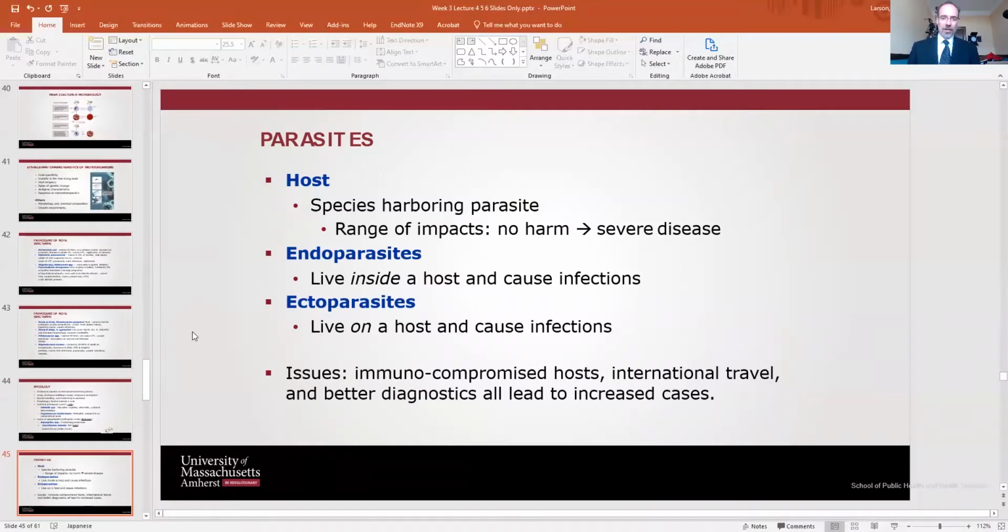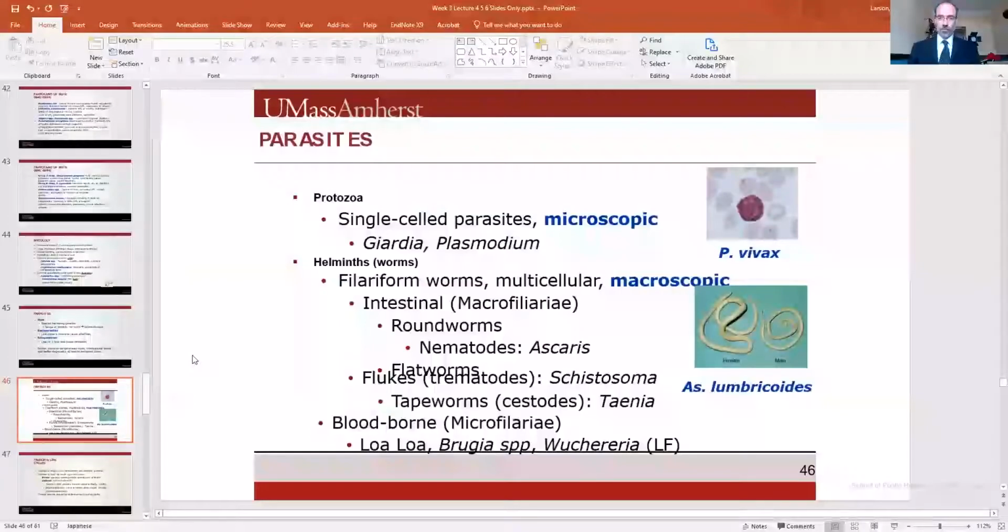Parasites, obviously my favorite. Species harboring parasites range in impacts from no harm to severe disease. Often, especially with intestinal worms, it depends on how many worms there are. Very few can live in symbiosis with humans and cause no harm. Many are obviously a huge problem. Endoparasites live inside the host and cause infections. Ectoparasites live on a host and cause infections. I think we've talked about Plasmodium already, and flatworms or filariform worms, intestinal worms. We've talked about these things.